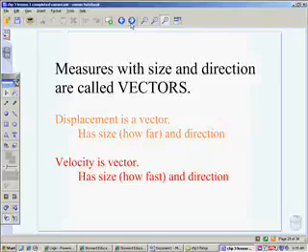So these things of displacement and velocity, these things that have both a size and a direction, those are called vectors. The size of the displacement vector is how far it's going. The size of the velocity vector is how fast it's going. And both of these things also tell us the direction of motion. So vectors tell us size and direction. The other things that we talked about today, speed and distance, they just tell us how far or how fast. They don't tell us which way they're going. So those are called scalars.